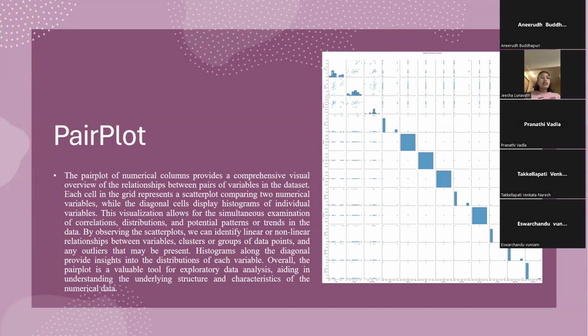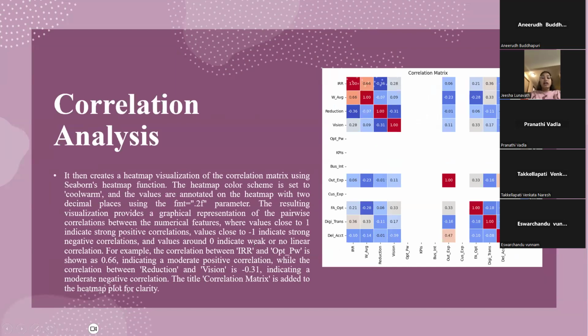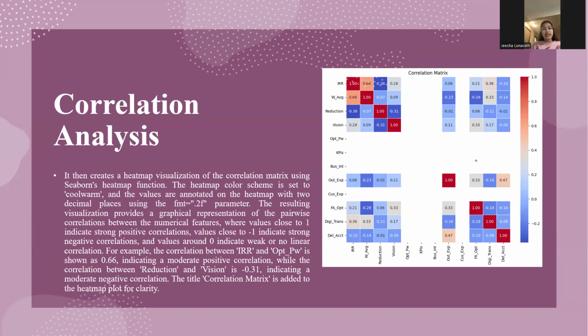And then heat map of correlation matrix. We visualize the correlation matrix using a cool warm color scheme, and we annotate values. This graphical representation highlights the strength and direction of pairwise correlations between numerical features, providing insights into relationships within datasets. Let's move on to the next slide.